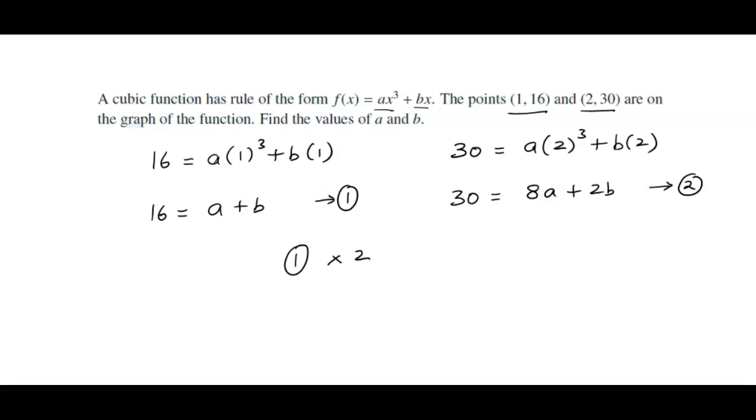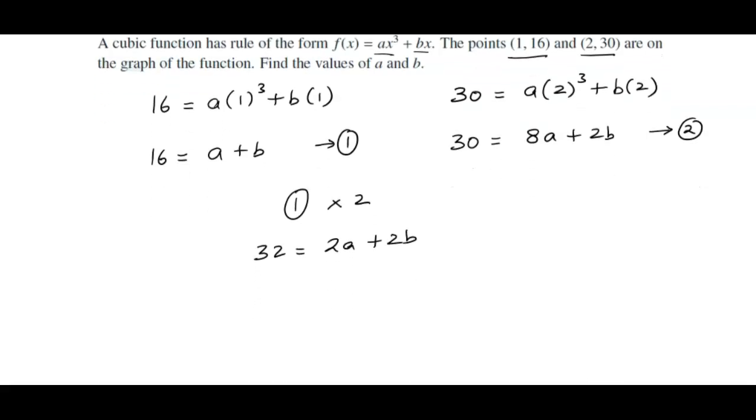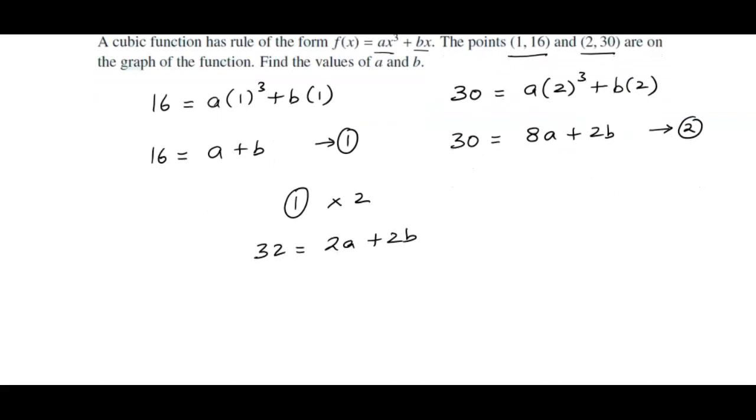Right, which gives me 32 equals 2a plus 2b. I'm going to rewrite the second equation just below that: 30 equals 8a plus 2b. If I subtract the two equations, I get 2 equals minus 6a.